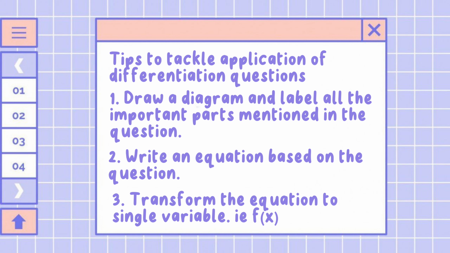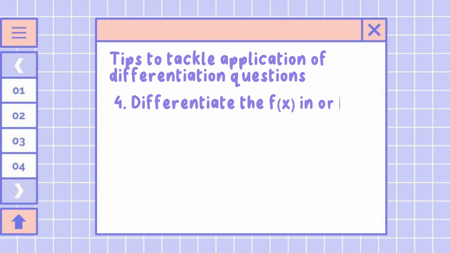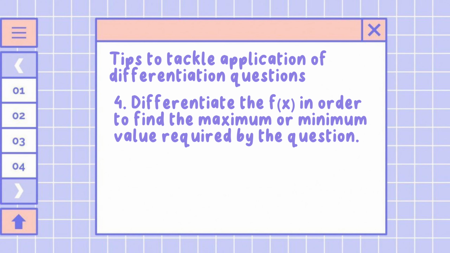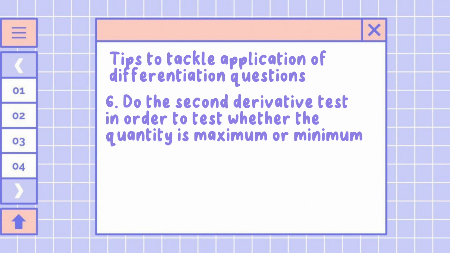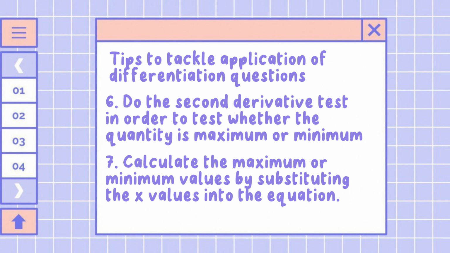For example, f(x). Fourth, you need to differentiate the f(x) in order to find the maximum or minimum value required by the questions. Fifth, we will let the first derivative of f(x) equal to 0 to find all the x values. Sixth, you need to do a second derivative test in order to test whether the quantity is maximum or minimum. Don't forget to write the conclusion as well. And lastly, you need to calculate the maximum or minimum values by substituting the x values into the equation.